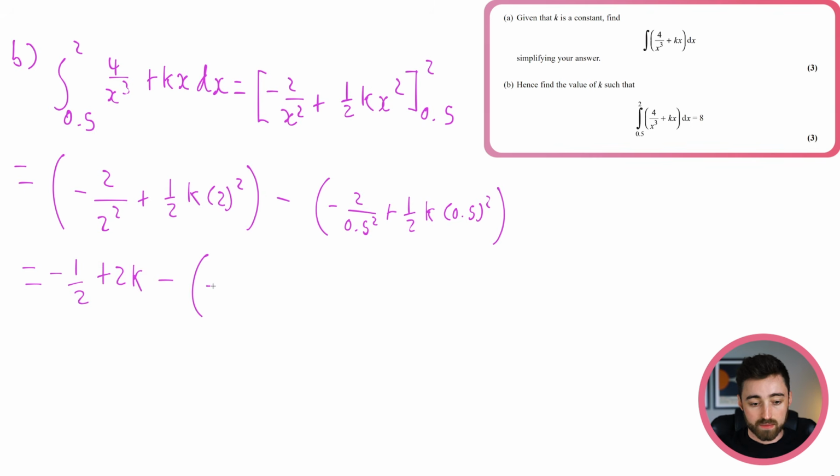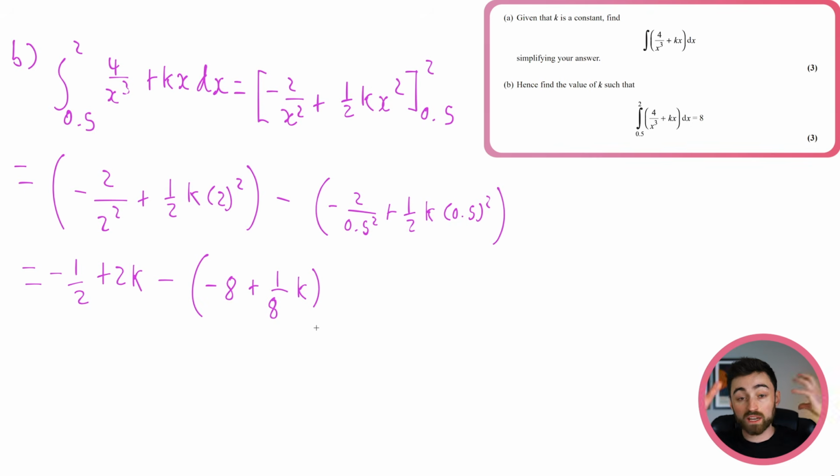Minus 0.5 squared is a quarter. So I'll get 2 divided by a quarter, which is going to be 2 times 4, which is going to be 8. Again, 0.5 squared is a quarter, so I get half times a quarter, which is 1 over 8. Lots of k. Sick. Now, what should this thing be equal to?